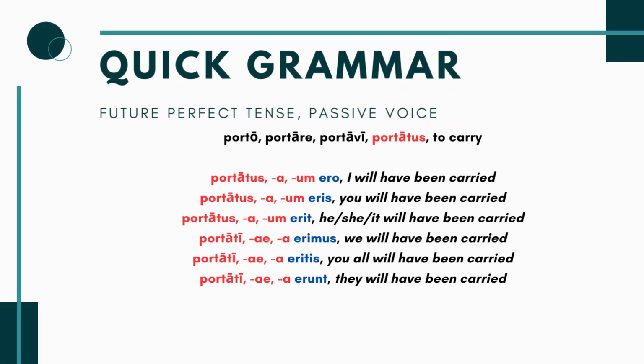The third one is future perfect. And like I said, you're just putting the future form of the verb esse. So ero, eris, erit, and down the line. But in red, the fourth principal part, again, it didn't change. All I changed was the tense of esse. And now I have, for instance, portatus ero, I will have been carried. Portatus eris is you will have been carried, and down the line.